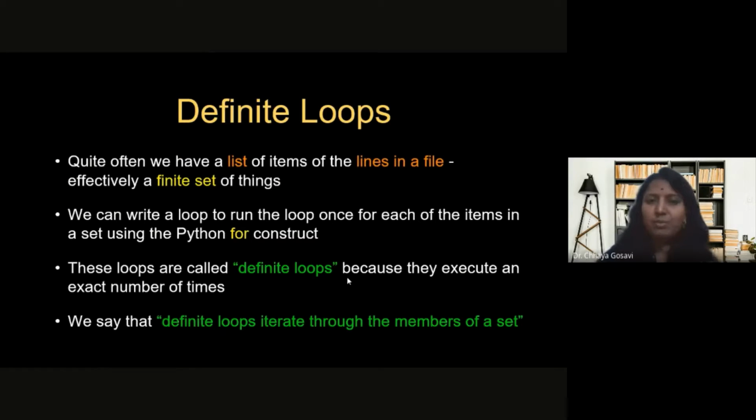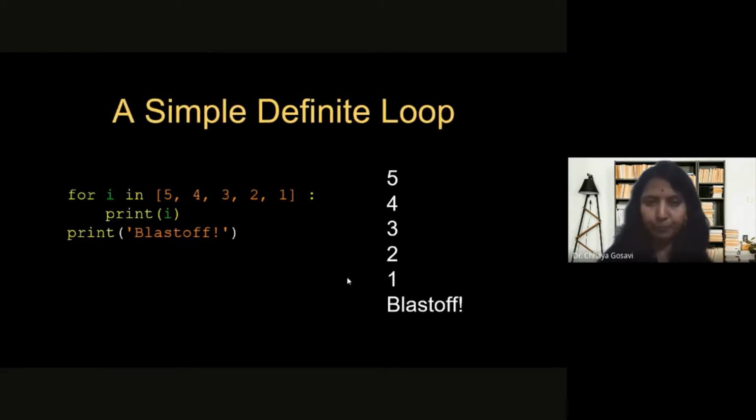Often we have a list of items, or the lines in a file, effectively a finite set of things. We can write a loop to run once for each of the atoms in the set using the Python for construct. These loops are called definite loops because they execute an exact number of times. So we can say that definite loops iterate through members of a finite set.